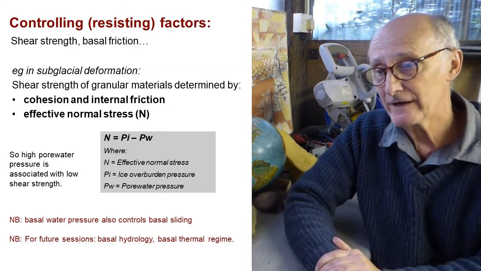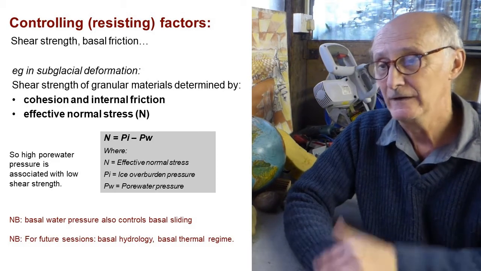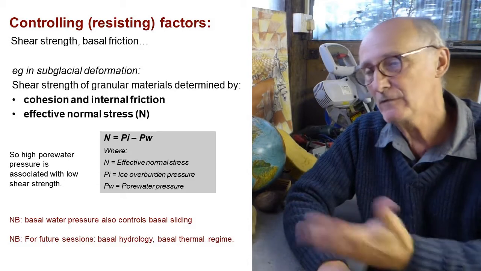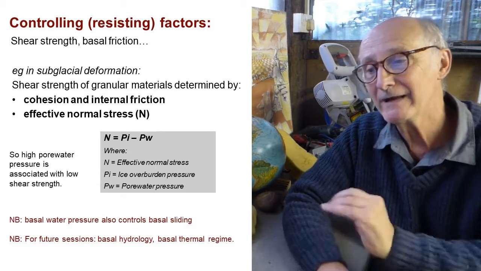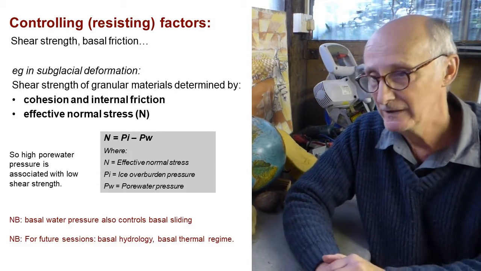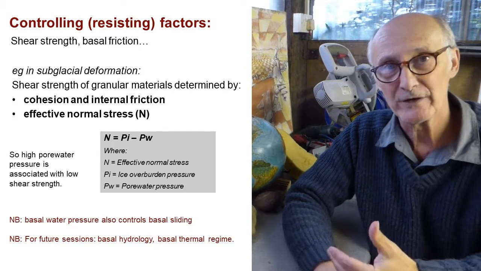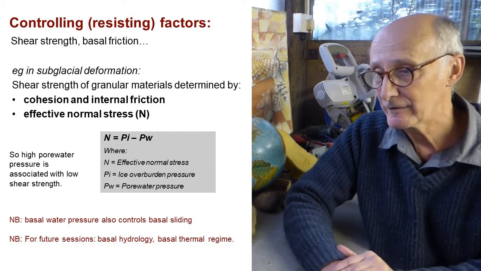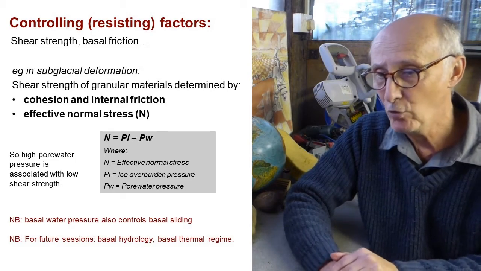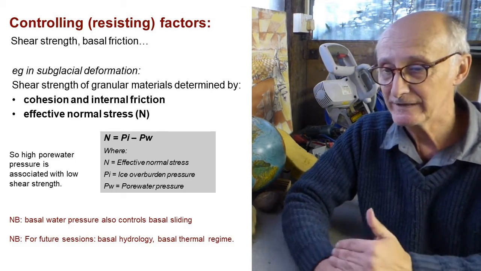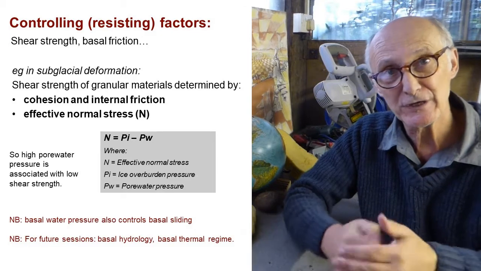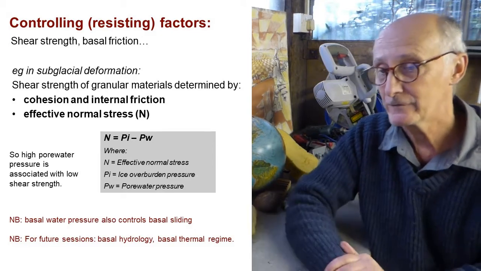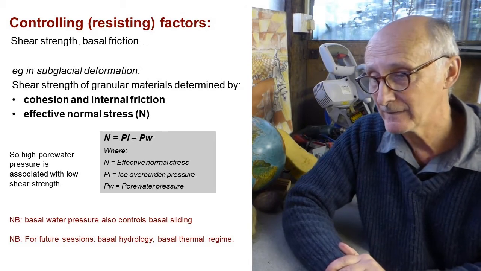So in the little grey box there on the diagram, the effective normal stress or overburden pressure is the overburden pressure of the ice minus the water pressure. So a high water pressure, either at the base of the glacier if we're thinking about sliding, or in the case of subglacial deformation, a high pore water pressure, is associated with low shear strength within the sediment, or low shear strength at that boundary if we're thinking about sliding.